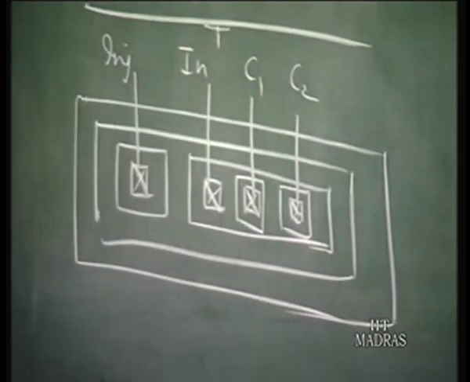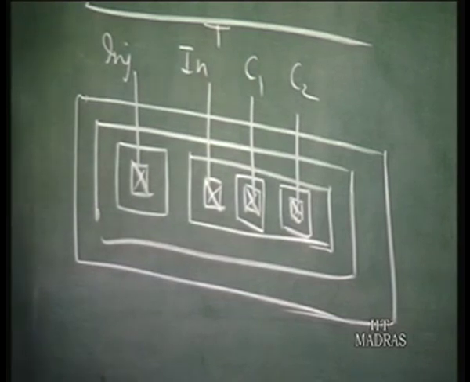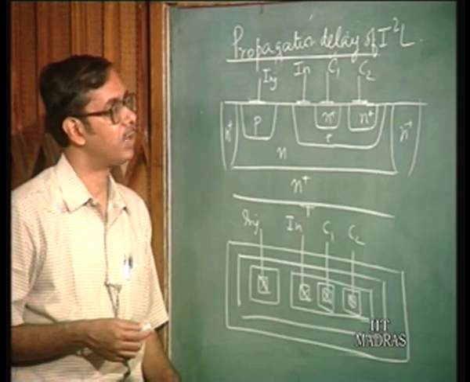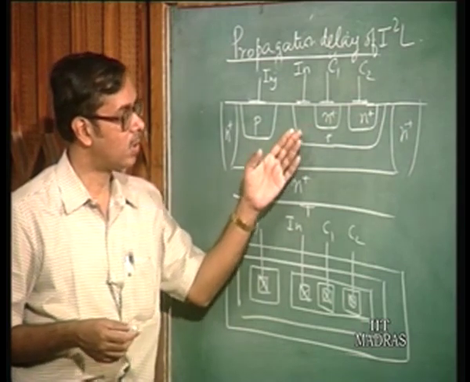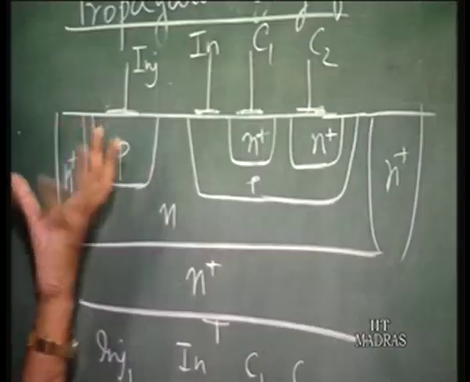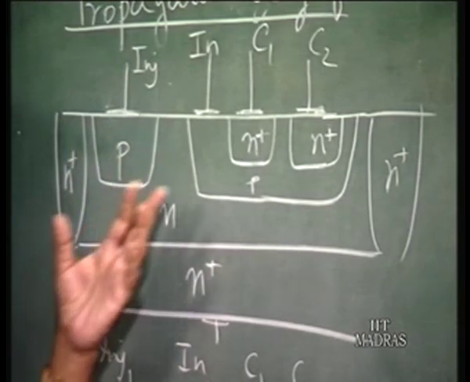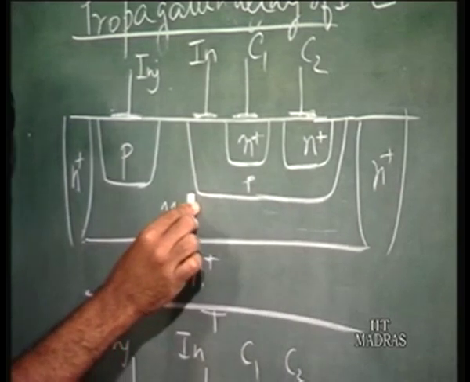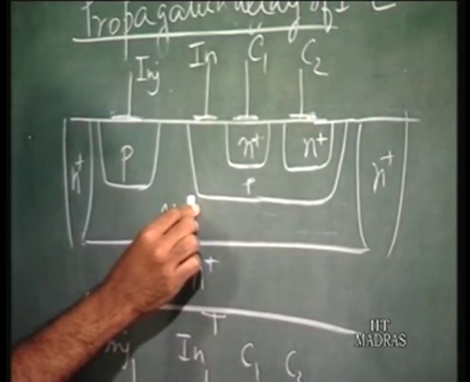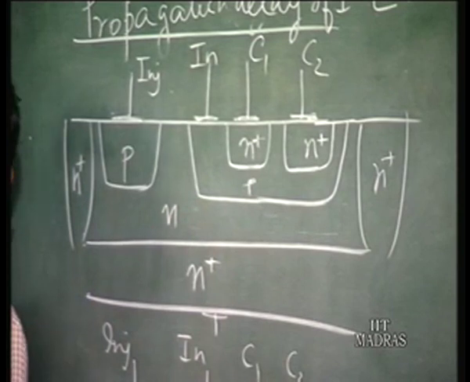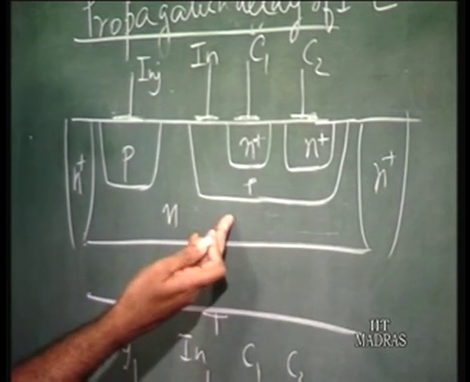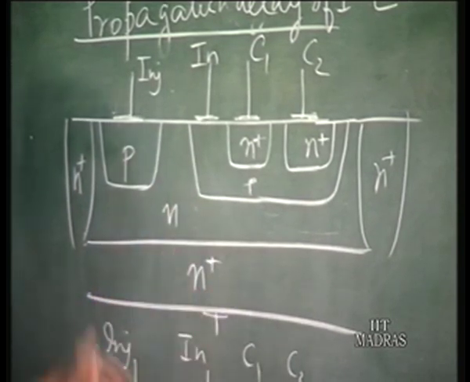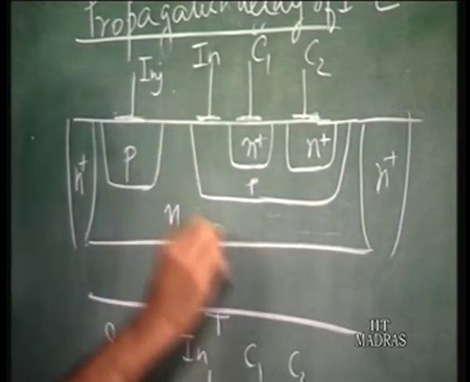Now, as I was saying, the problem with I squared L is that there are a large number of areas where you can have charge storage. For example, the emitter itself is lightly doped, with the result that you can have large charge storage in the emitter itself. Once it is lightly doped, you can have large minority carrier storage, all this region.